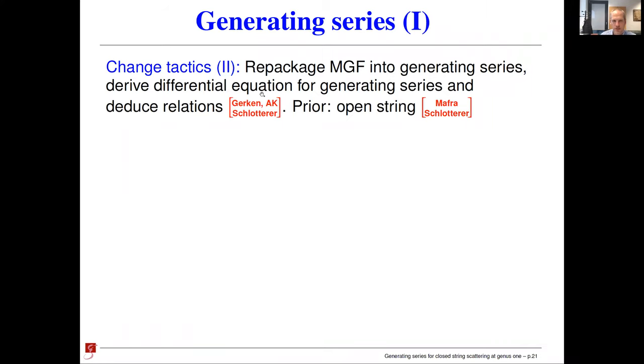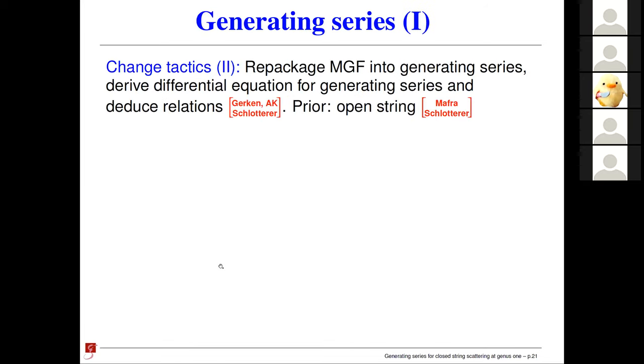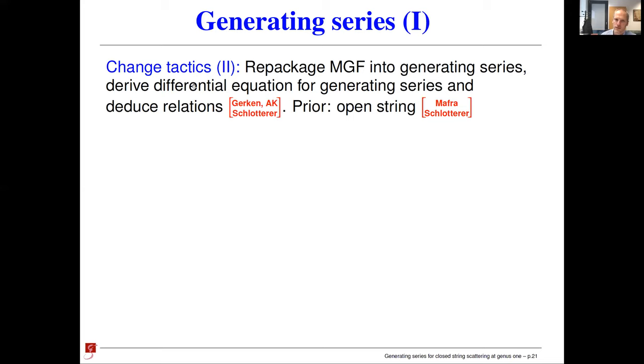The approach that we took, and this is the new work that I want to talk about, is that we didn't look at a single modular graph function, but we put them into a generating series. So instead of trying to work out these equations one function at a time for one graph at a time, we decided to look at a generating series that in some sense contains all possible modular graph functions. And then we derived differential equations for this generating series. And by specializing the generating series, you get the differential equations for the individual modular graph functions. And what is more important is you can also use this to deduce relations between modular graph functions. And I should say this thing that we did here was in the context of the closed string. And it relied heavily on something that Carlos Mafra and Oliver Schlotterer had done for the open string just before.